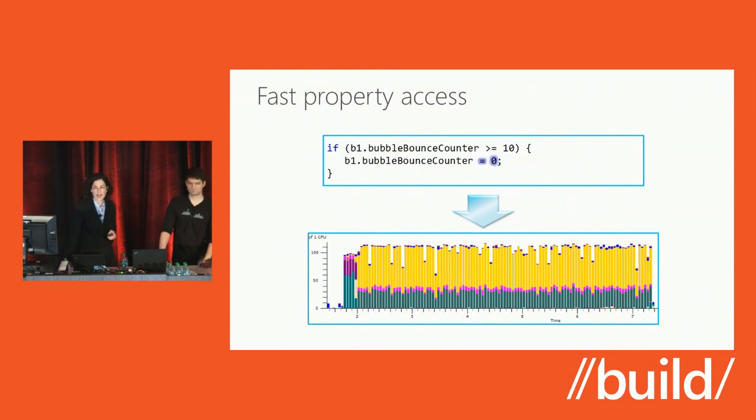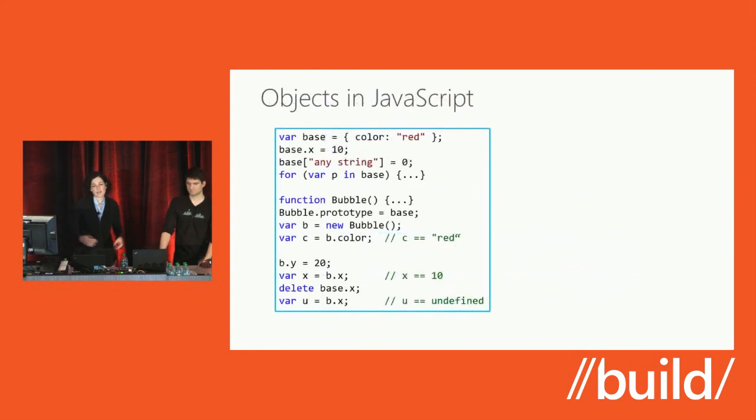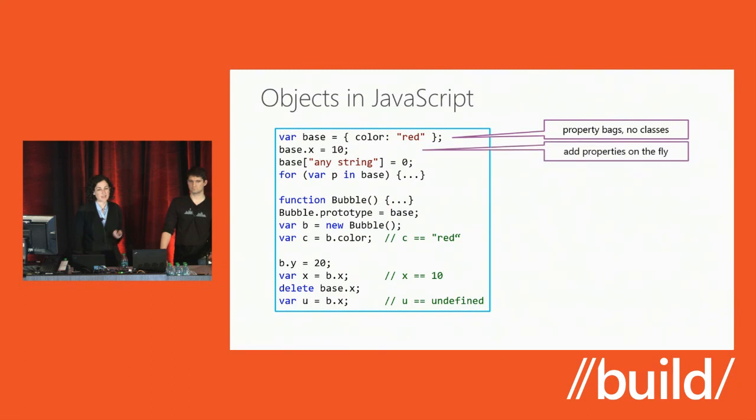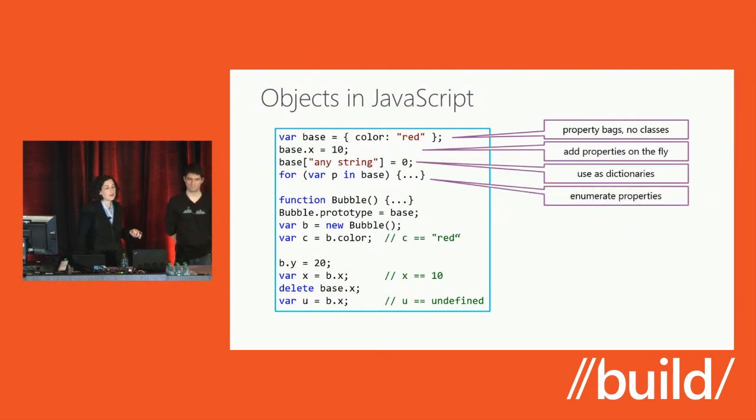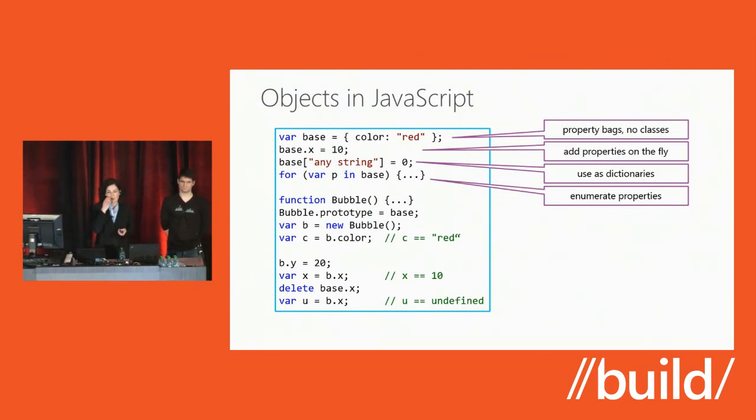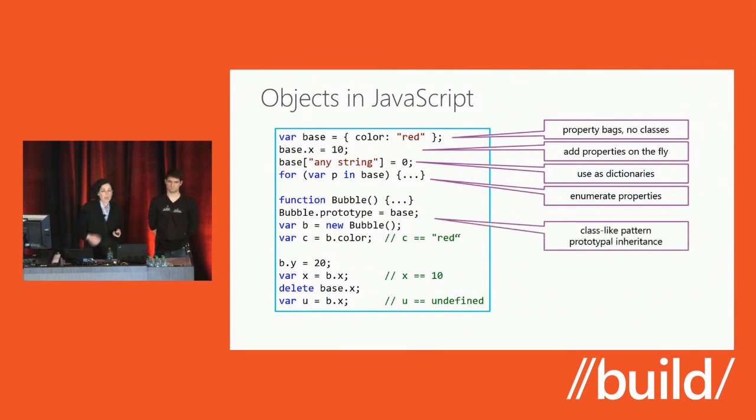Now, objects in JavaScript are also very flexible, like arithmetic in JavaScript. I think I talked a lot about what property bags are, but you can do a ton of different kinds of things. You can add properties on the fly. You can use them as dictionaries. You can enumerate all of the properties in an object to loop over all of the properties and do whatever you want to with them. There's a class-like pattern using prototypal inheritance.